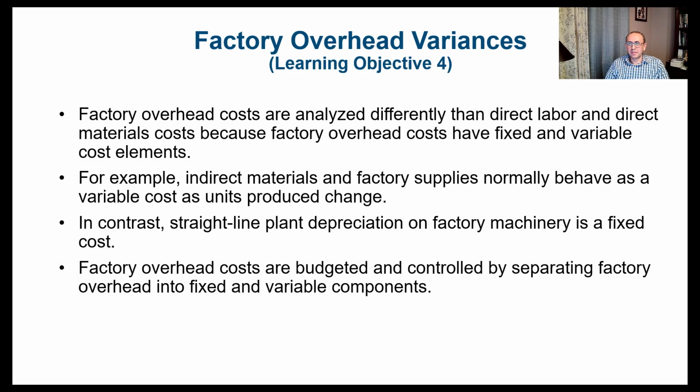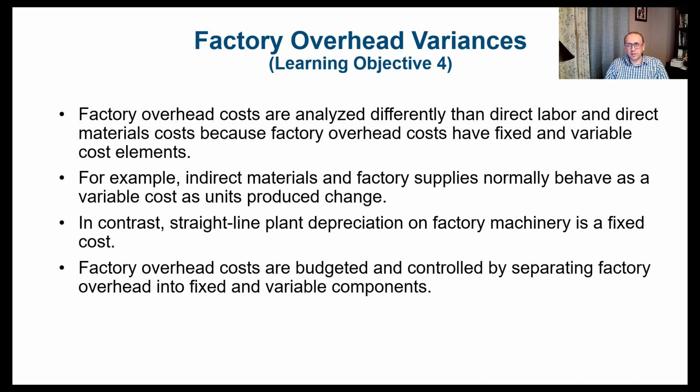Hello everyone. In this part we're going to be covering the factory overhead variances. So factory overhead variances is the last type of variance that we need to care about when we're talking about evaluating performance. So factory overhead costs are analyzed differently than direct labor and direct material costs.